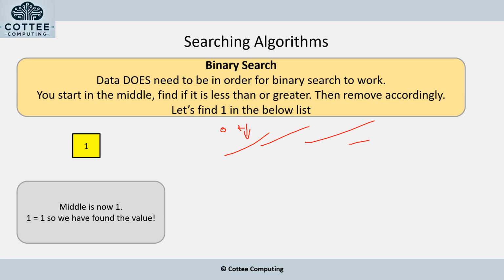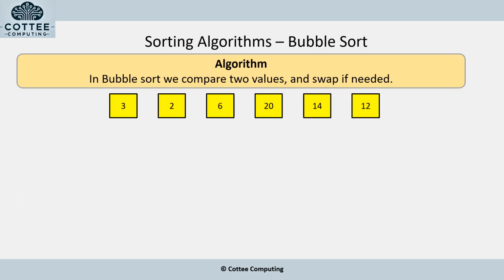So it's a lot quicker, a lot fewer steps. However, in linear search, you would have found 1 very quickly if it was at the start of the list. Then we've got sorting algorithms, and you need to know a bit about sorting algorithms. You need to know 3 of them in total. You need to know bubble sort to start with.